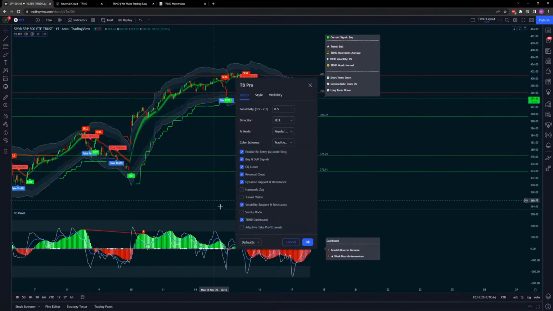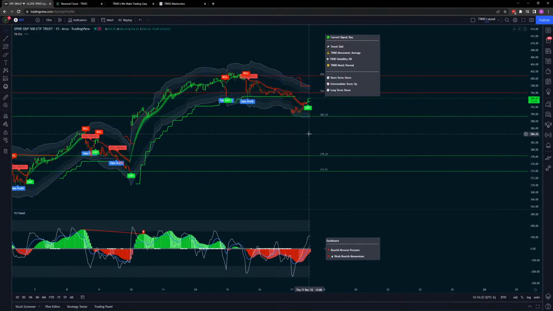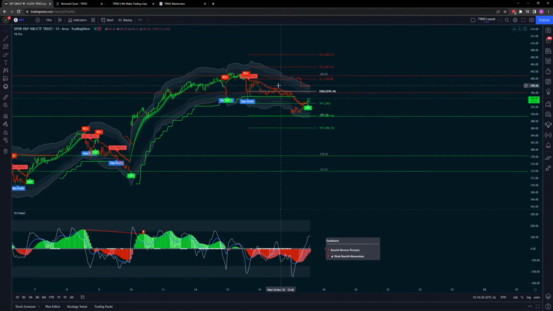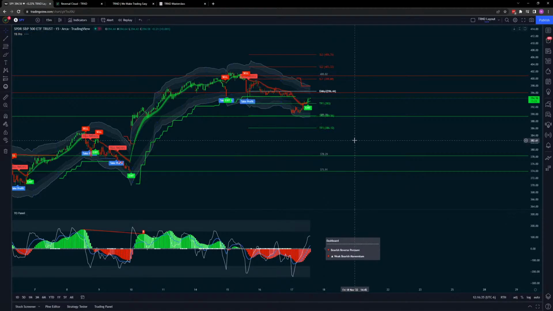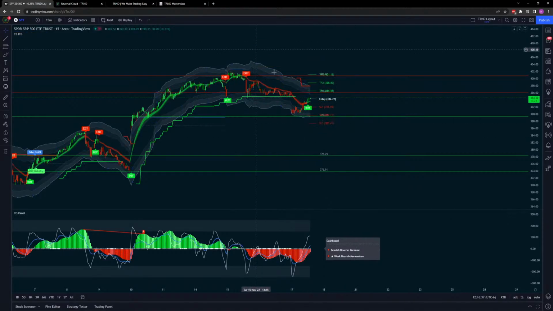And then we have our adaptive take profit. This reflects based off the direction you currently have selected. In this case, we have our sell direction currently selected, so it's going to give us sell adaptive take profit lines. If we were to swap that to a buy, it's going to give us this buy one. As you can see here, it changes based upon the overall trend.